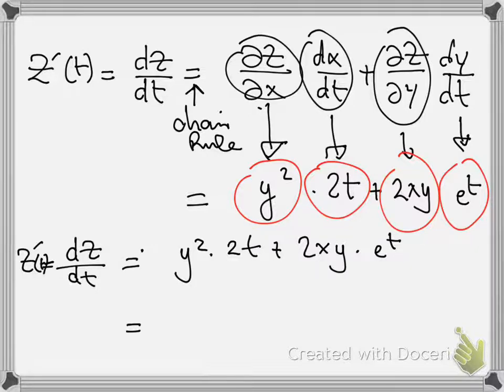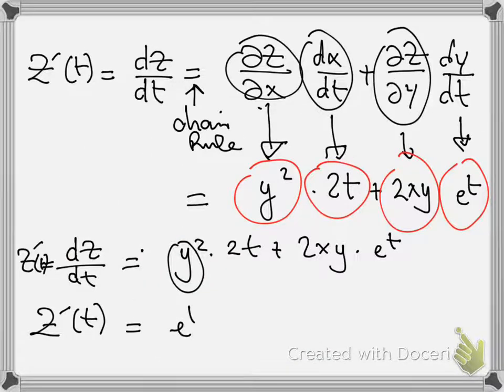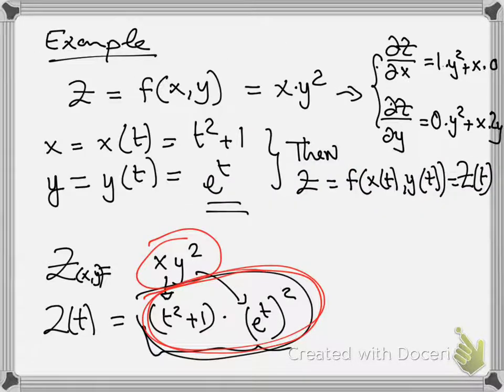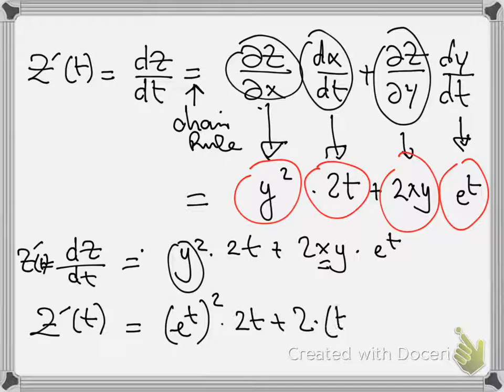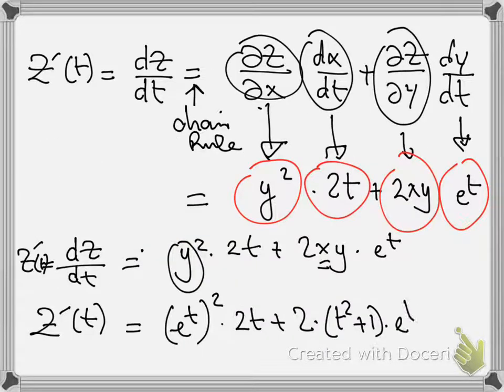But we can just replace here. Again, this is z prime of t. So y is equal to e to the t, right? So y squared is e to the t squared times 2t plus 2 times x. So what's x in terms of t? X is t squared plus 1. So 2 times t squared plus 1 times y. What's y? Y is e to the t, so times e to the t. And then times another e to the t. Okay.